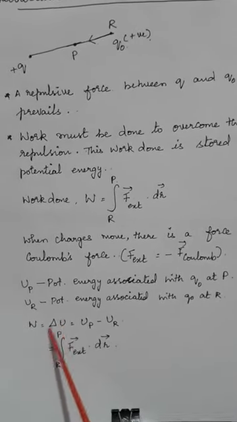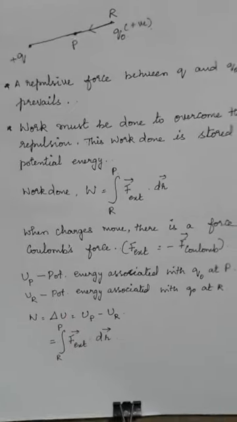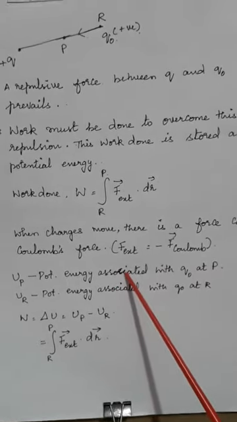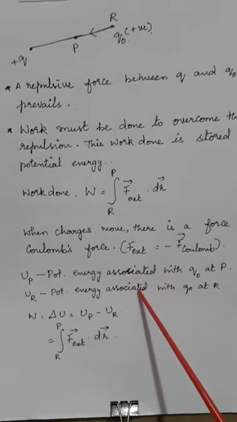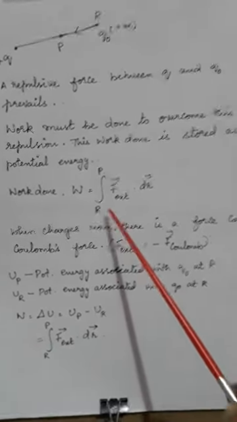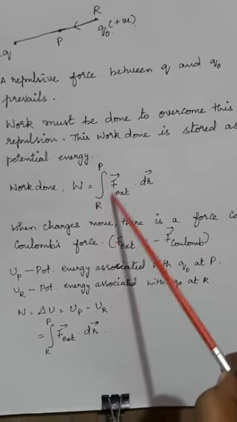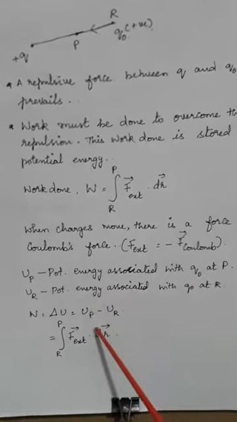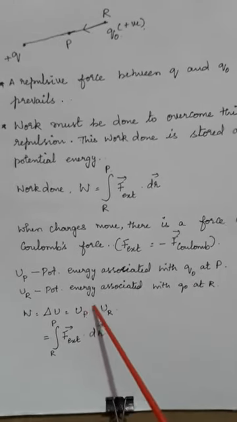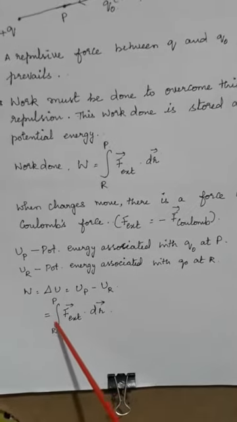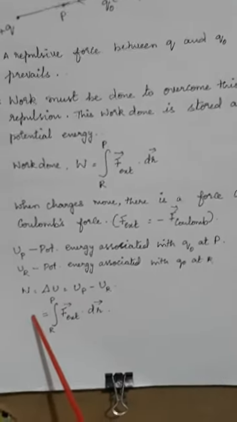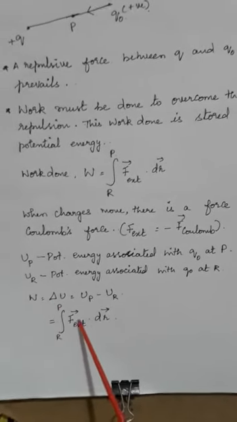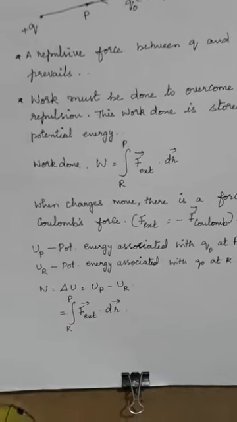Work done will be equal to del U. What's the meaning of del U? Change in the potential energy. That is, the difference between the potential energy at P minus UR. When you integrate this and apply the limits, what will you get? Upper limit minus lower limit. The same here, upper limit is UP minus UR. So ultimately my expression is only this one, which is going to be equal to the integral from R to P of F external dot dr.